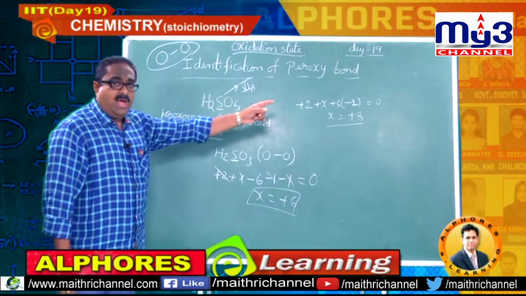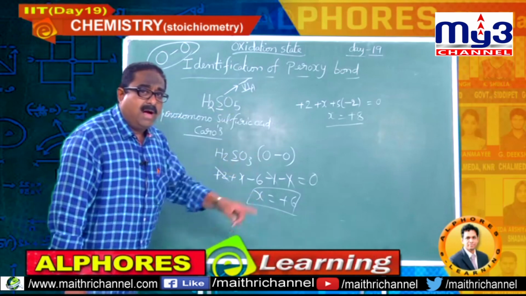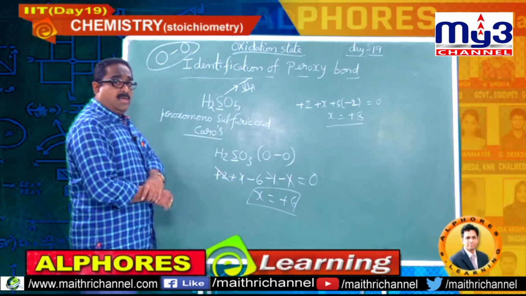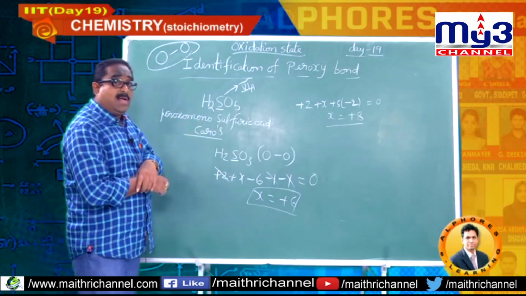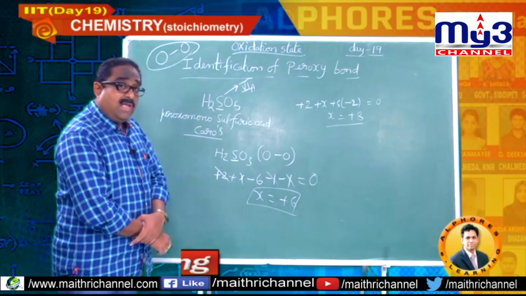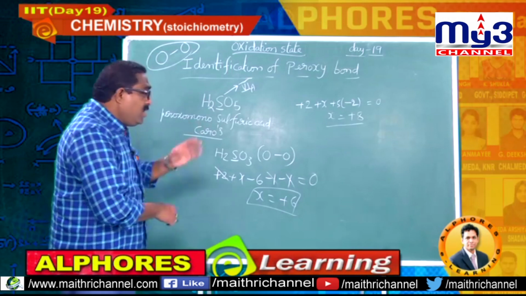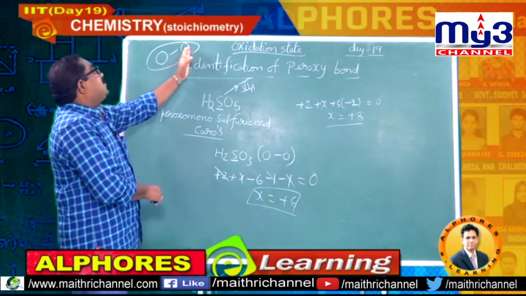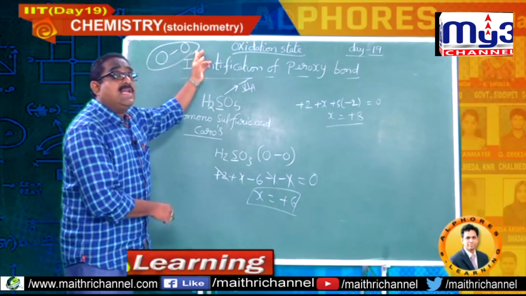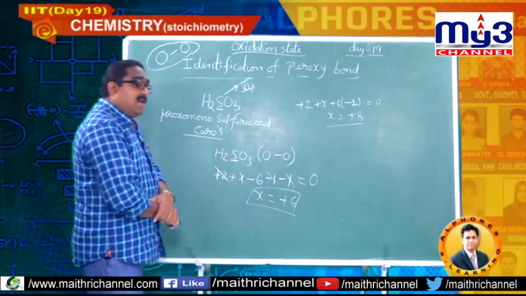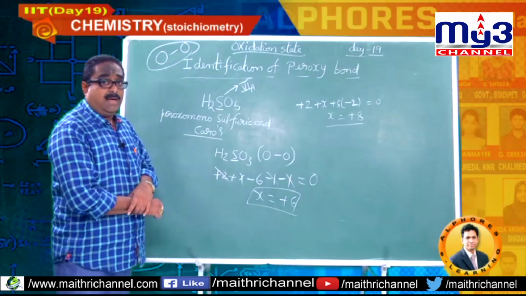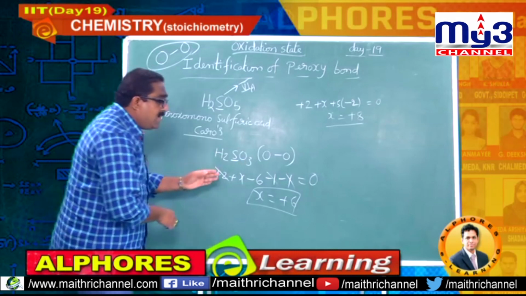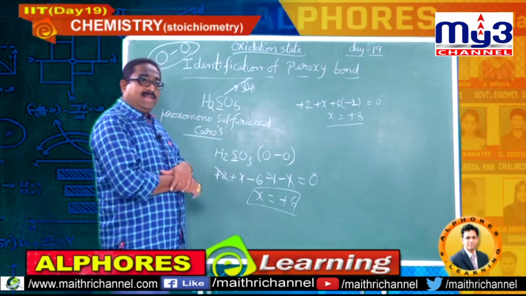Students, this is the way to identify a peroxy bond in a given compound. By using normal rules, if for any element you get an oxidation state more than its group number, then you can conclude that the compound may contain one peroxy bond. Separate two oxygens, because a peroxy bond is O single bond O, and then go for the calculation, then you will get the real oxidation state of that element present in that compound. Note it down, and then we will go for one more example.